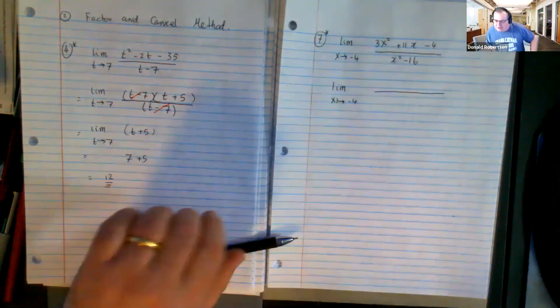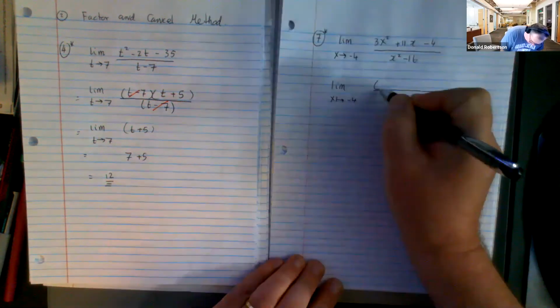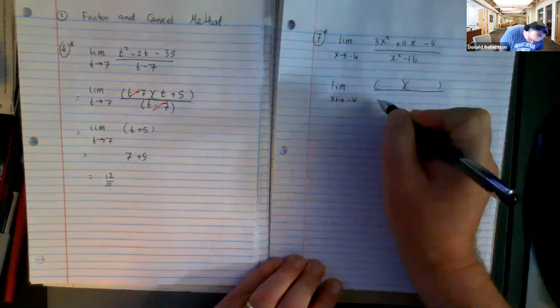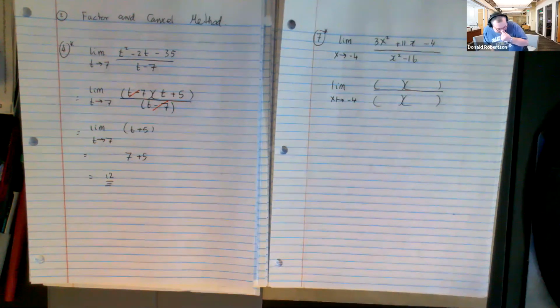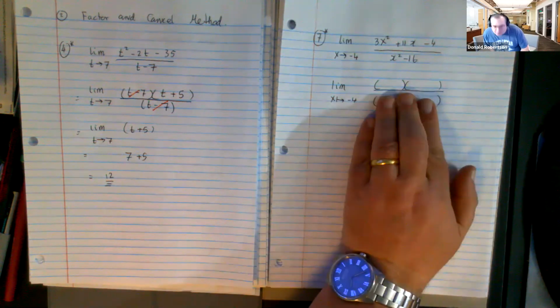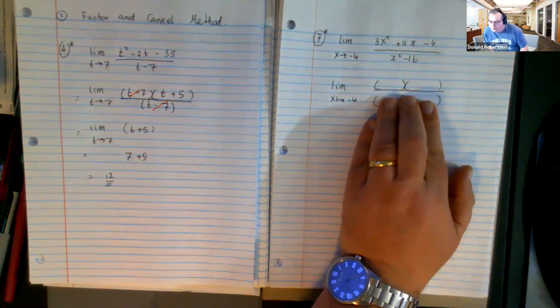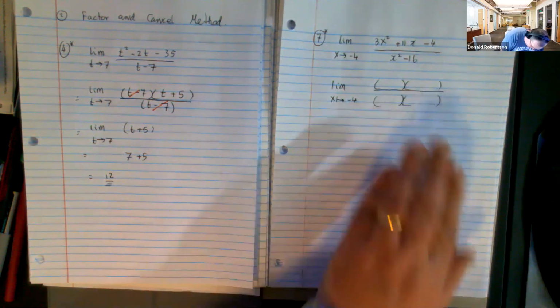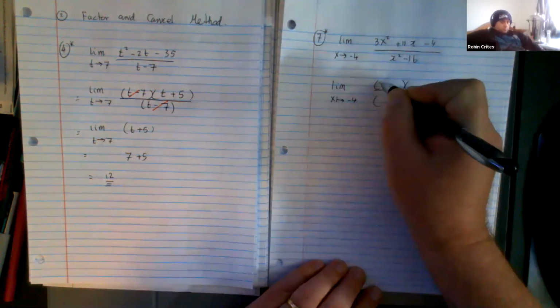Okay, last 5 seconds. Okay, this is going to get the old cobwebs brushed out. I'll take a volunteer just for the top, and I'll pick a different volunteer for the bottom. What about 3x squared plus 11x minus 4? Go for it, Robin. 3x minus 1, x plus 4.